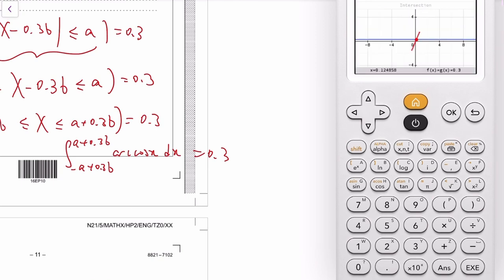So the intersection is 0.125, and that would be the value of a.